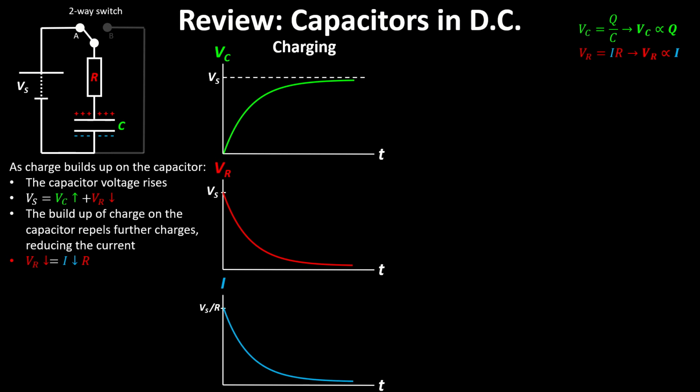So the resistor voltage and current look the same, and that's true for any electrical circuit. Resistor voltage and current are always in phase. They always have the same shape graph.